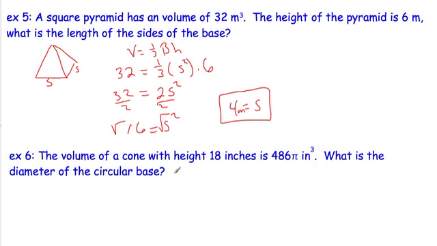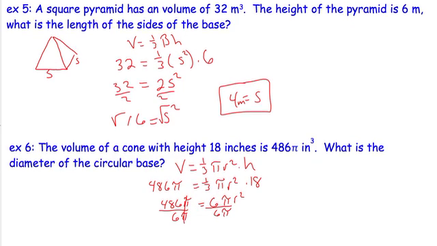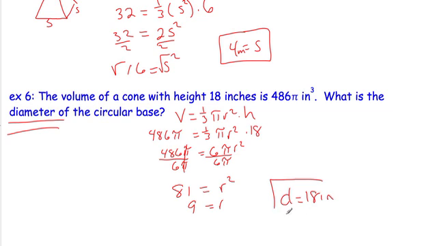Alright? How about this one? Volume of a cone is 1/3 pi r squared times h. We know the volume of the cone is 486 pi. Don't know the radius. Know the height is 18. 1/3 times 18 is 6, so I have 486 pi equals 6 pi r squared. Divide both sides by 6 pi. The pi's cancel, right? And 486 divided by 6 is 81 equals r squared. So the radius is 9. Did we answer the question? No, we want the diameter. So diameter is 2r, so the diameter would equal 18 inches. Alright?